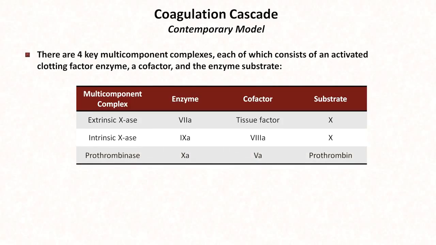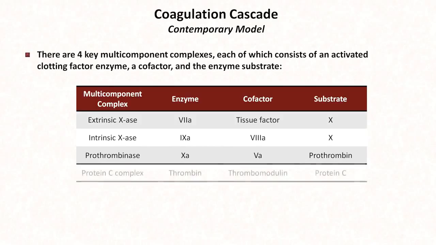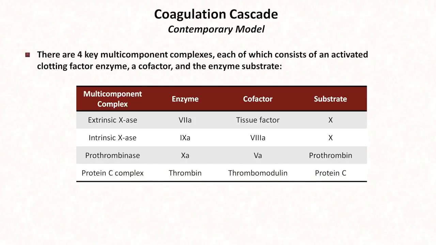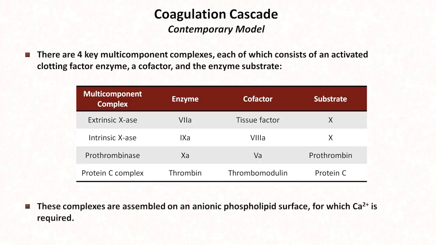The prothrombinase complex is composed of activated factor 10, activated factor 5, and prothrombin. And last, the protein C complex is composed of thrombin, thrombomodulin, and inactivated protein C. These complexes are assembled on an anionic phospholipid surface for which calcium is required.